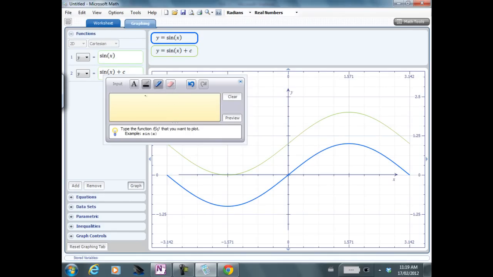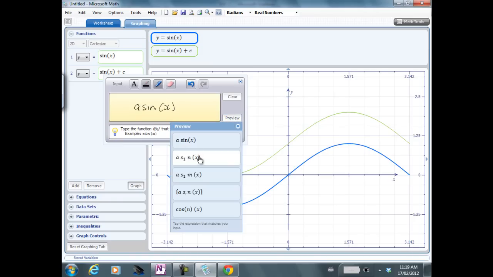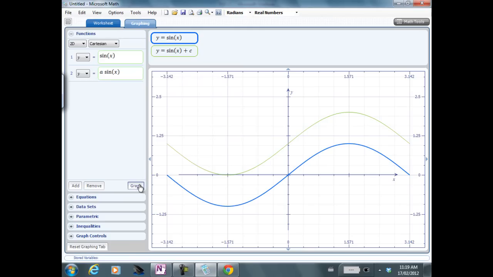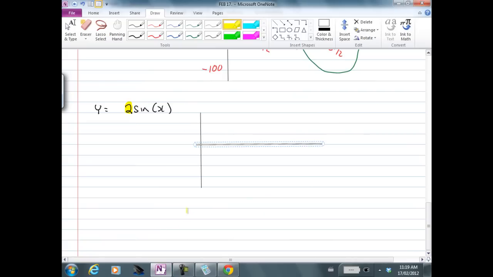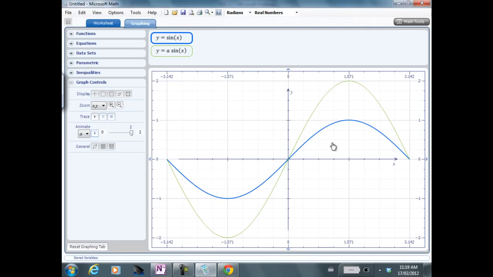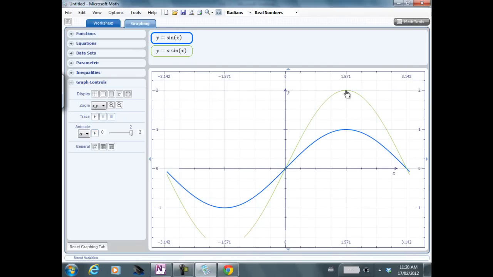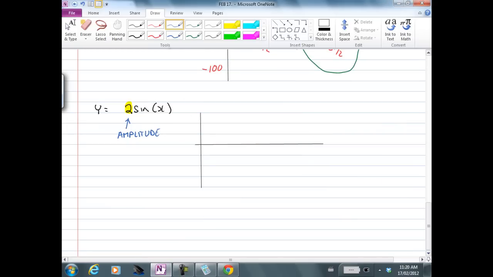I'm going to input it as a sine x. Graph. And look what happens when a changes from 0 to 2. Look what happens to the amplitude. It goes up. So that number is your amplitude value. If I compare my graph, notice my amplitude here is now 2. This is at 1. That is your amplitude.